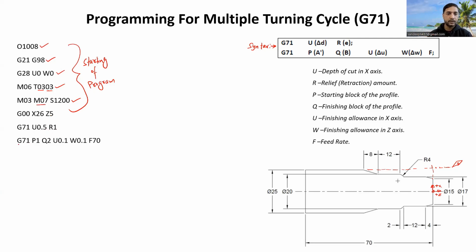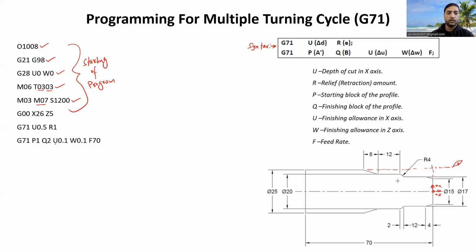Then in the second line, we are using G71 with P1. So this is the starting block of the profile. I'm using 1 here. You can use a 2-digit value also, 10, or you can also use a 3-digit value, 100, because in some of the books you will find they are using a 3-digit value over here. So all these values are correct. The only thing you should keep in mind, which I will explain in the coming code, is that I'm using P1 here. Then Q2, this is the finishing block of the profile.